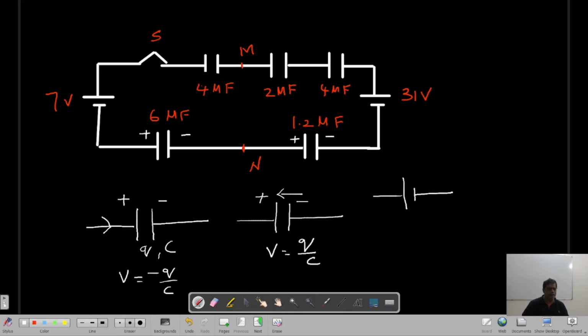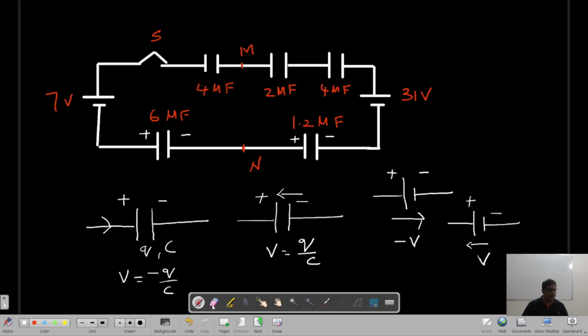Suppose you have a cell like this. This is the positive terminal, this is the negative terminal. While walking through the cell from the positive terminal to the negative terminal, again there is a loss in voltage, so we write minus V as the potential drop. Similarly, if you are walking from the negative terminal to the positive terminal through the cell, there is a gain in voltage, so this will be plus V. I hope everything is clear now. These are the things you should know beforehand while solving a capacitor circuit. So now let us start our solution.